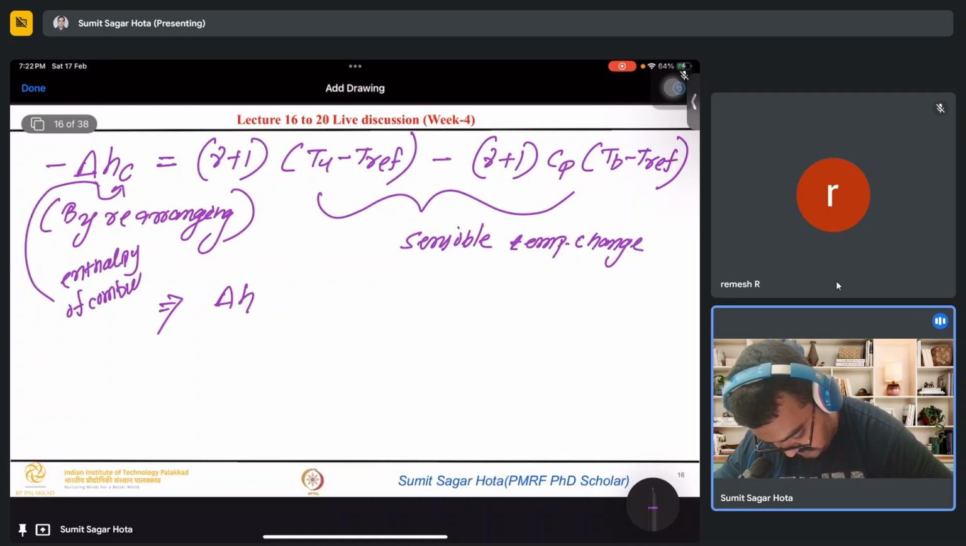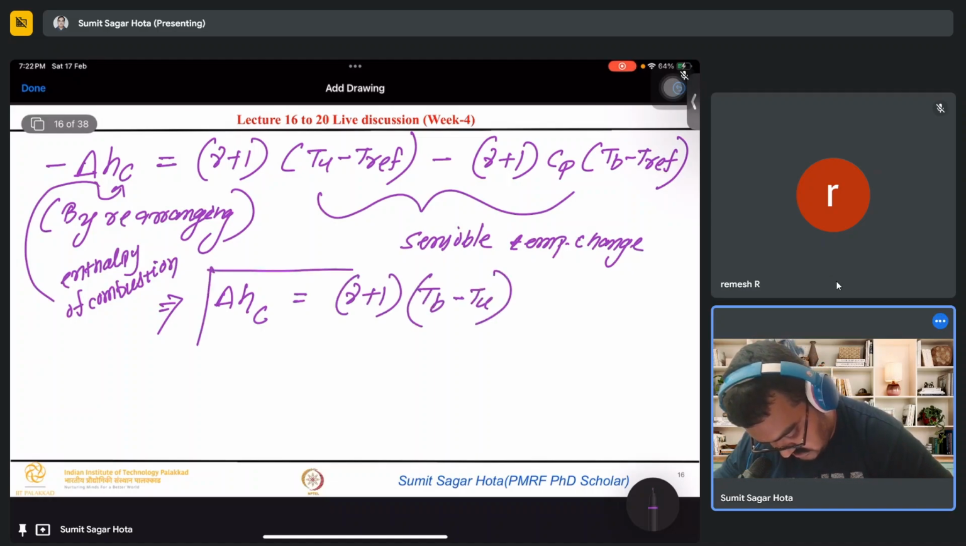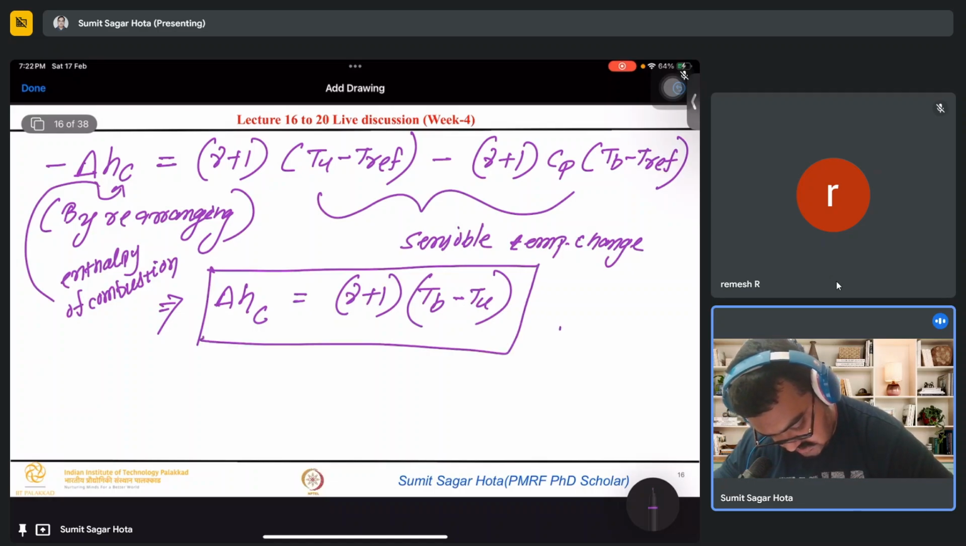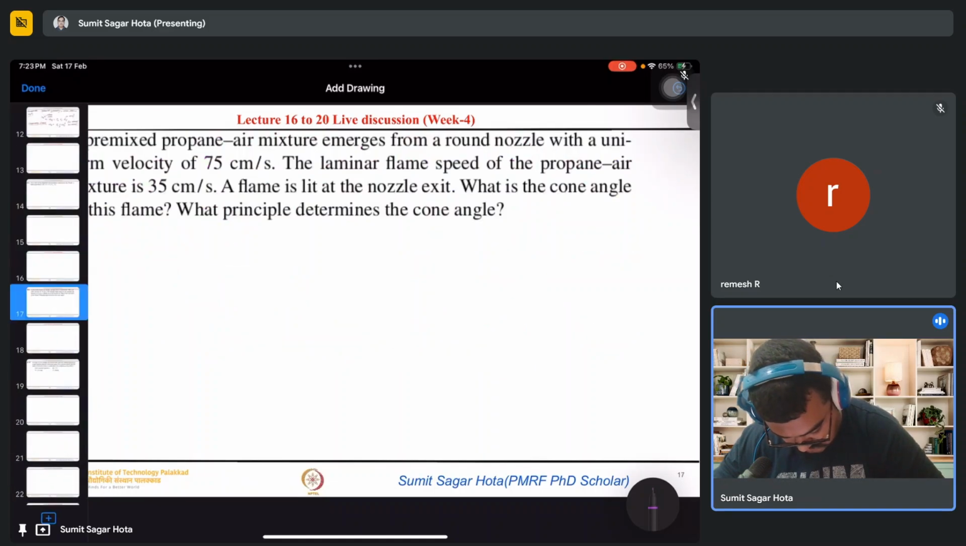You know the definition, it's always calculated based on the enthalpy of formations only. So delta H is equal to nu plus 1 into Tb minus Tu. If you again rearrange it, this is your answer. Some of the steps I removed, that is your homework, you just see how it's done. That way you can get to know what exactly delta HC is. So let's quickly go to the next question.